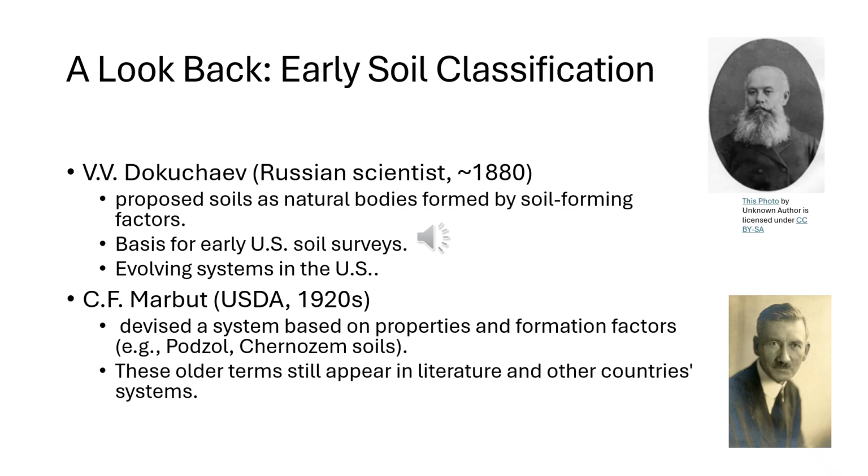Over the years, the U.S. system has evolved significantly. In the 1920s, Marbut of the USDA developed a system based on soil properties and the presumed soil forming factors, using terms like podzol soils and Chernozem soils. Great words to try to say. You might still encounter these names in older literature, luckily not so much, or in classification systems used by other countries.